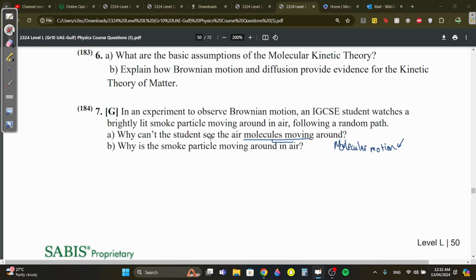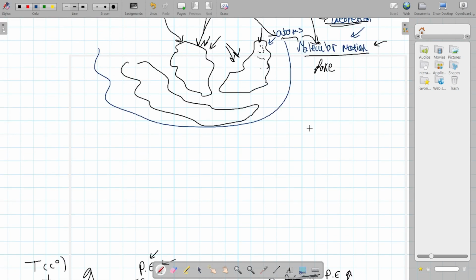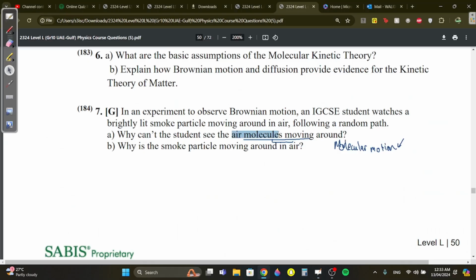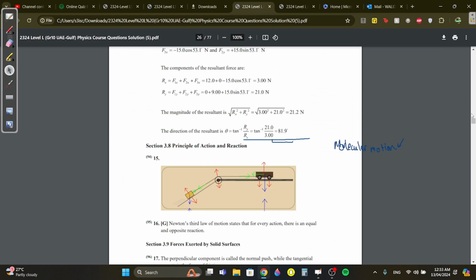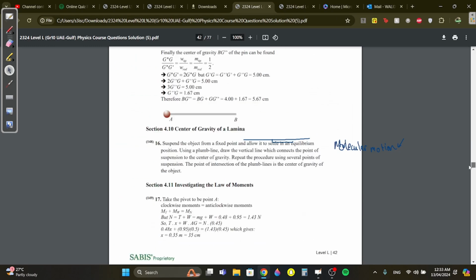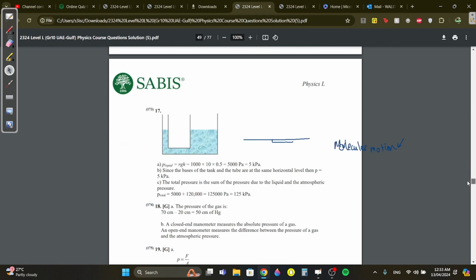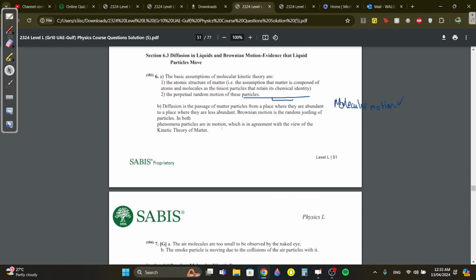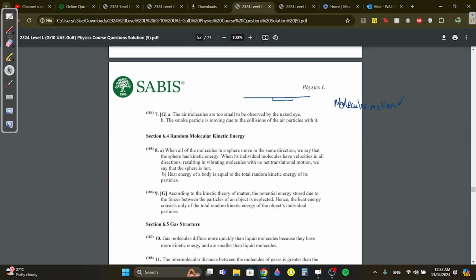Why can't he see it? Because it's too small. Remember, I told you guys, the atoms and molecules are too small. So the molecular motion is theoretical because they're too small. Why can't he see the air molecules? Because simply they're too small. I have to go down. Yeah, here. Where'd I go? I think it's here. Yeah, the air molecules are too small to be observed.